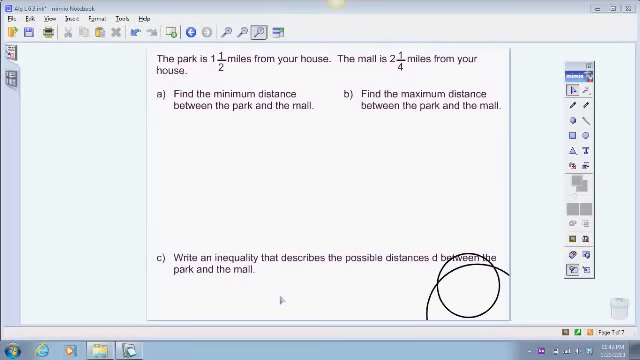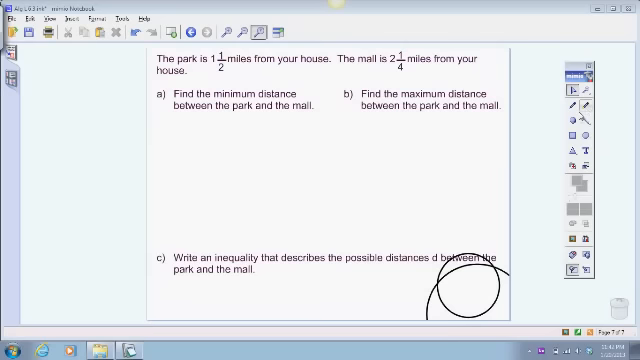The last problem we want to go over when talking about compound inequalities is one where we have to model a real-life problem. It says here the park is 1.5 miles away from your house, and the mall is 2 1/4 miles from your house. Find the minimum distance between the park and the mall.